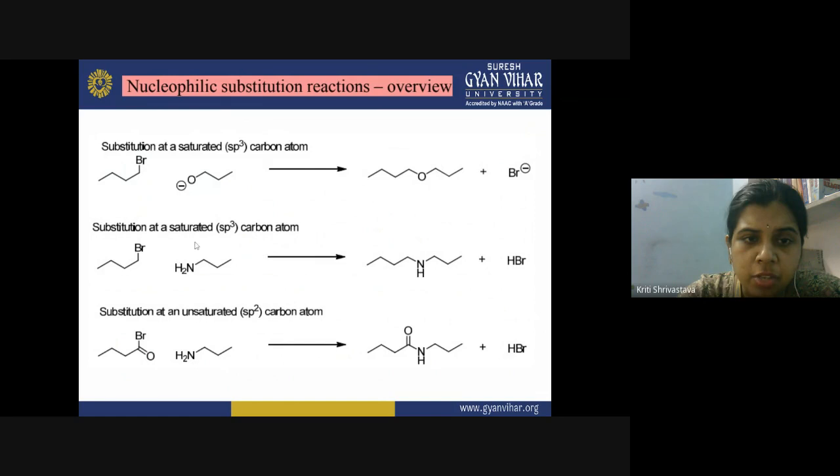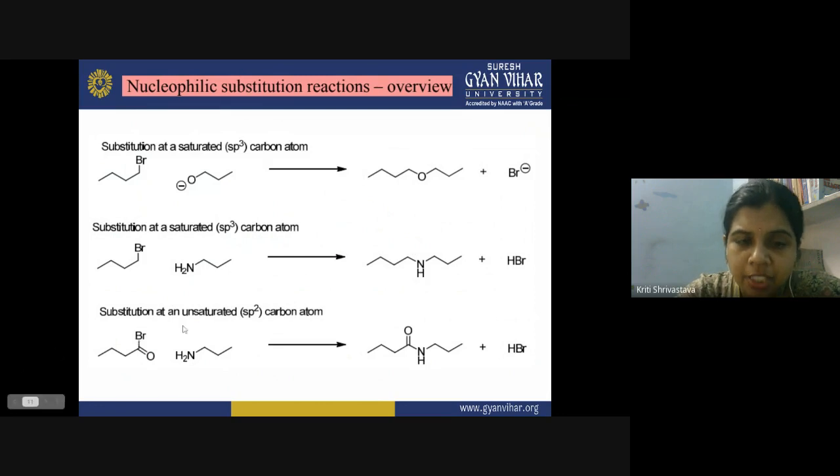Then the substitution at the saturated sp3 carbon atom is again here, but with a different base. So you have now NH2 here. So the nucleophile can be anything. And after the displacement, what happens now? You get a substituted amine.